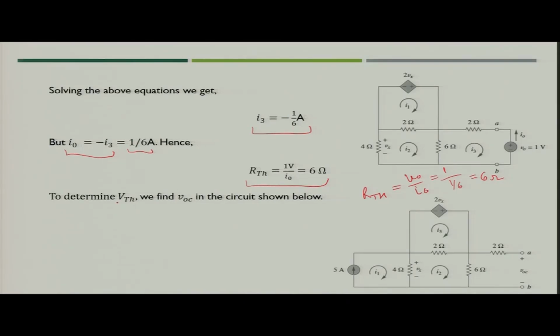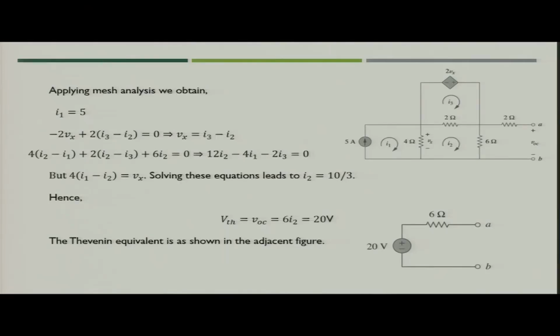Now what next do we have to do? We have to find out the VOC, because RTH we have already found. For finding out the value of VOC, what do we have to do? We have to find out the voltage across terminal A and B. So we will add the 5 ampere independent current source again in the circuit, and then we will solve. So again we have 3 meshes created in the circuit, that is I1, I2 and I3. We will write the mesh equation for all 3 meshes.